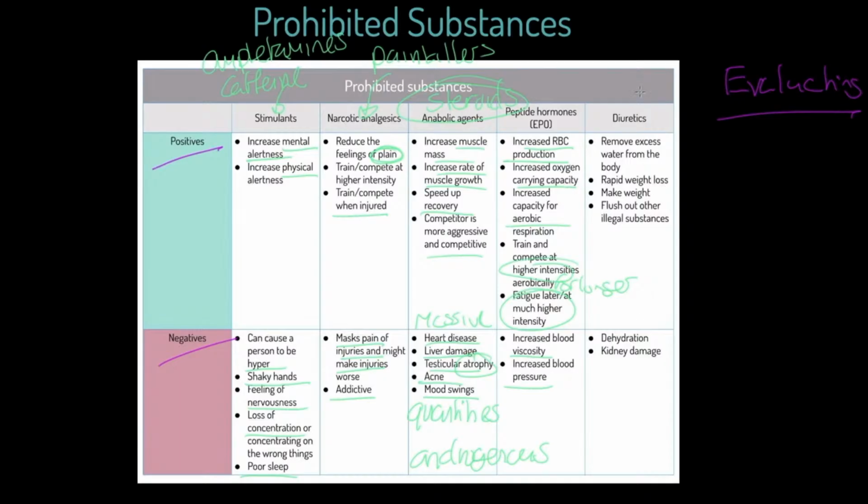that blood flow. Diuretics, these are drugs that effectively remove water from your system. Okay, so removing water, we can do rapid weight loss. So if we've got to make weight in judo, in boxing, in MMA, if we're a horse rider, jockey, and it'll flush out illegal substances. So this is a masking drug. So if I've been taking steroids, I might use a diuretic to hide the evidence. Dehydration it can cause because it makes you pee, and kidney damage. Okay, so there's some negatives in there, but notice positives and negatives.